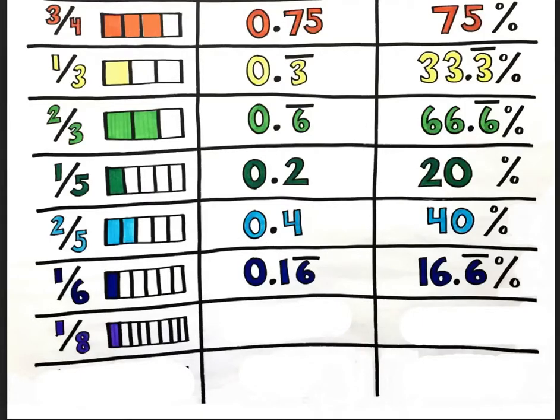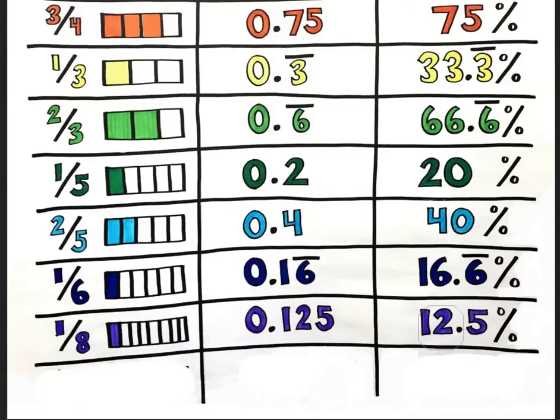The next common one is 1/8. 1/8, which is half of a fourth, would be 0.125, or 125 tenths, hundreds, thousands now, right? We're in the thousands place. So 125 thousandths. And from here, we have then 12.5%.